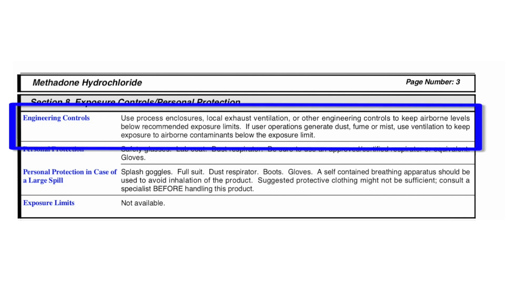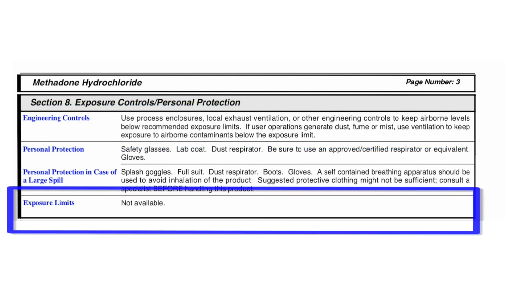For engineering controls, you must use process enclosure, local exhaust ventilation, or other engineering controls to keep airborne levels below recommended exposure limits. If user operations generate dust, fume, or mist, use ventilation to keep exposure to airborne contaminants below the exposure limit. Note that it also states that exposure limits are not available. Therefore, precautionary measures must always be taken.